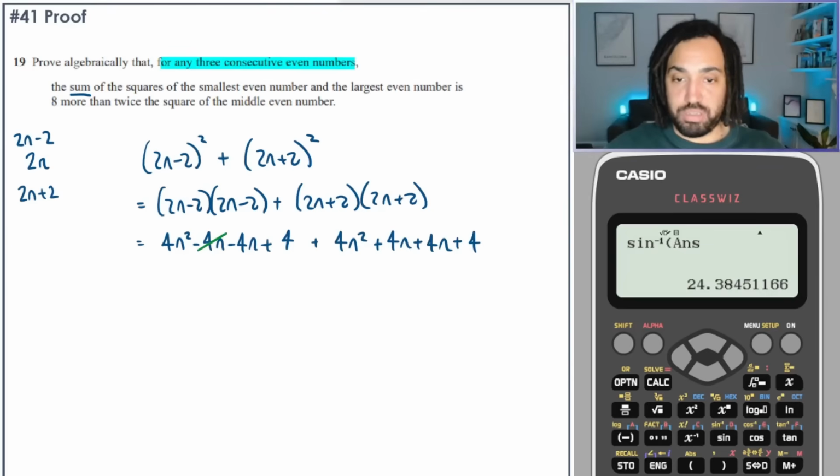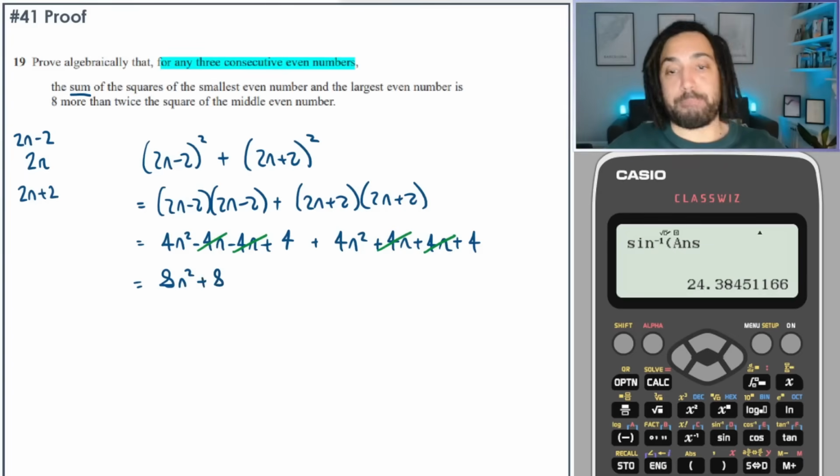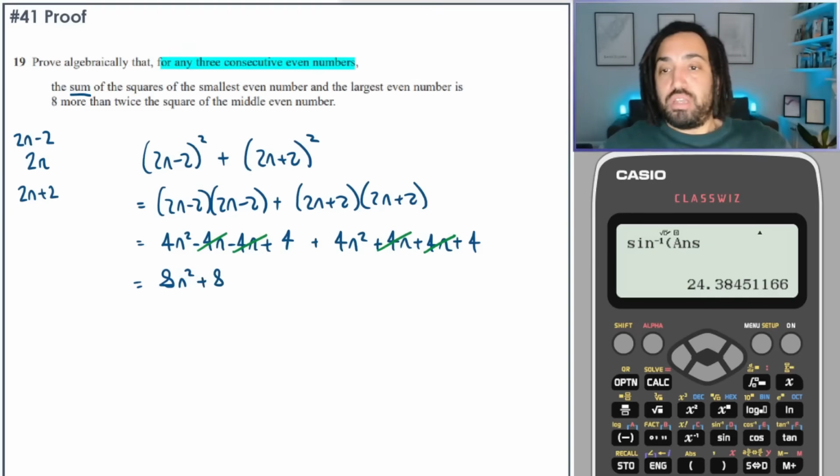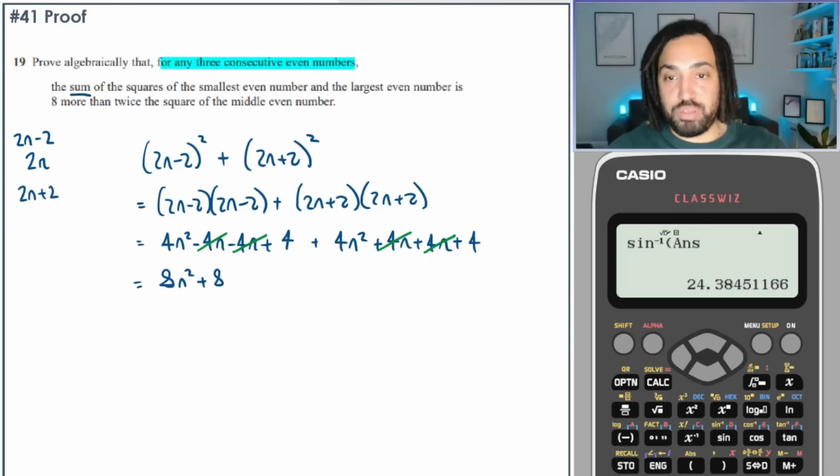Okay, doing a little bit of cancelling here means that we get 8n squared plus 8. Okay, is 8 more than twice the square of the middle even number? Okay, so what have I done so far? I found this.